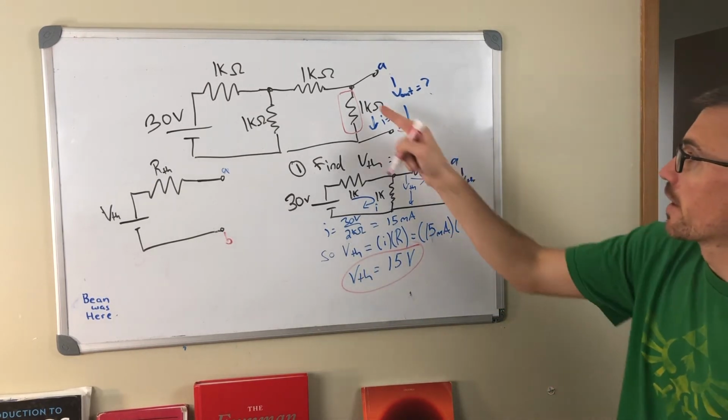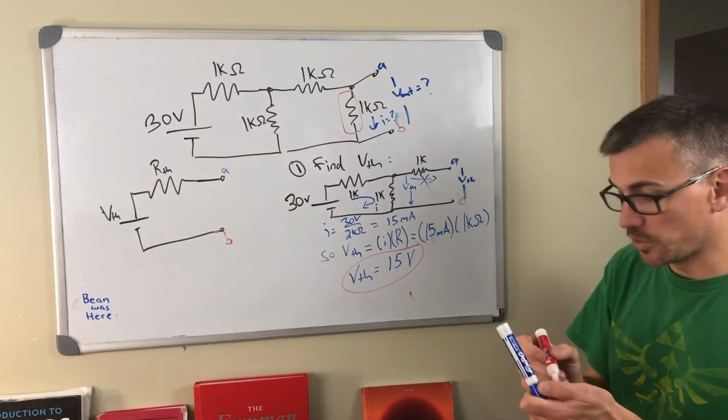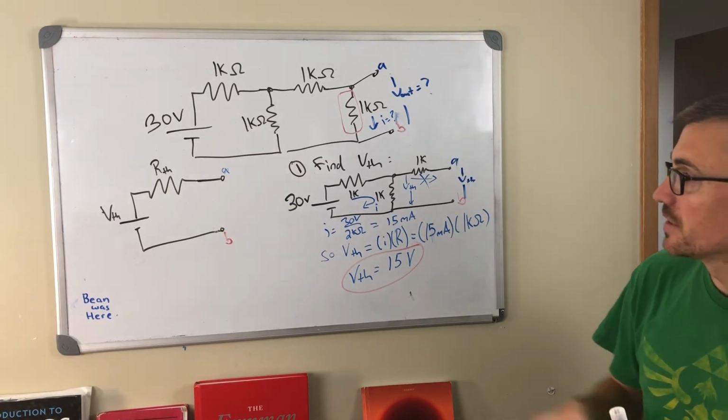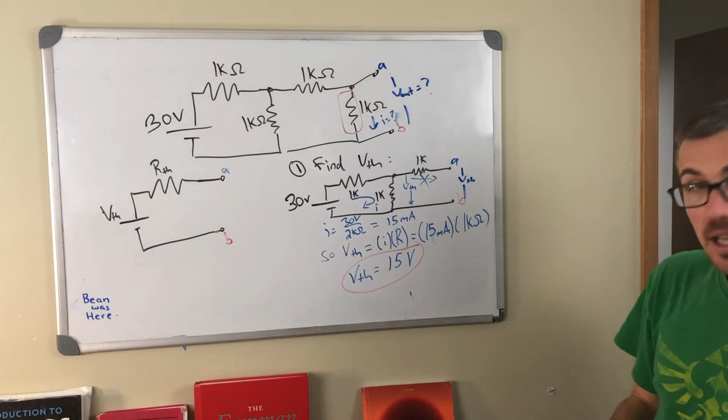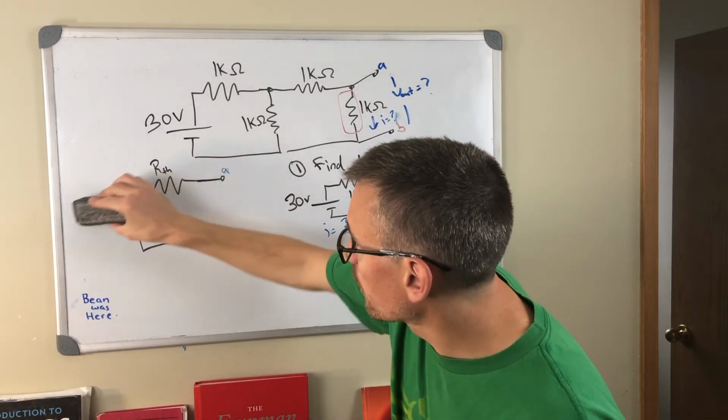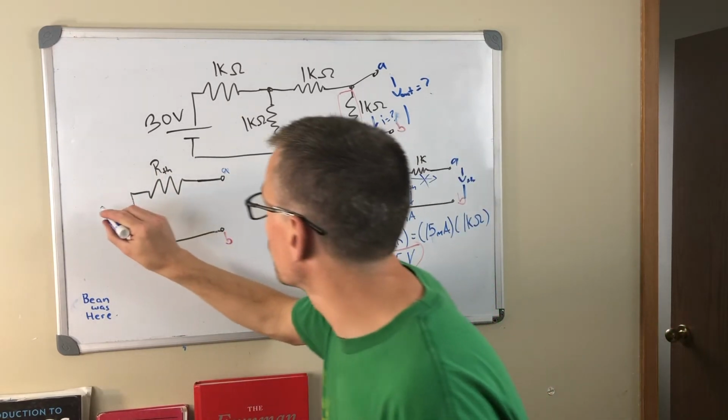Now, if I plug that 1K in here, that Thevenin voltage is still going to be the same. If I happen to have a 1000K or a 0K, it's also 15 volts here. So we've got our first piece of the puzzle. We have 15 volts.